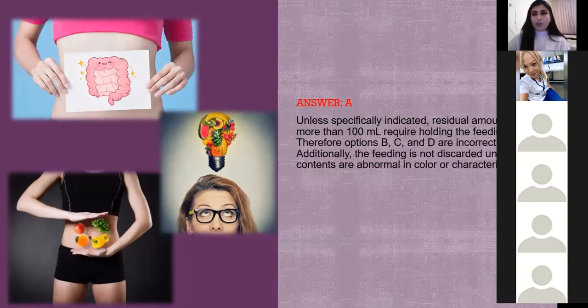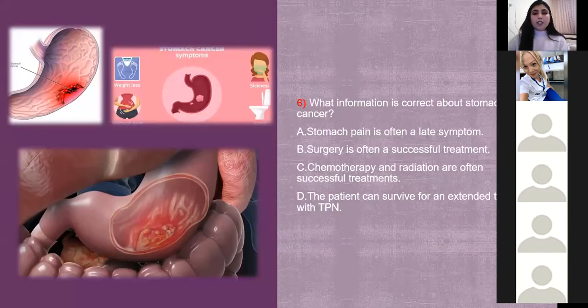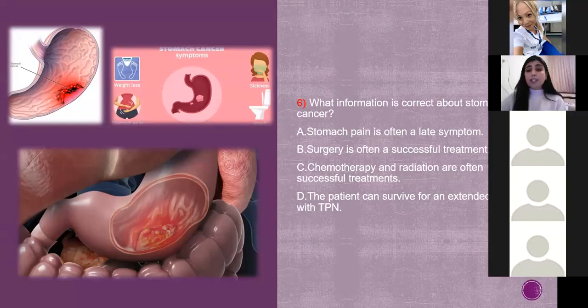The sixth question. What information is correct about stomach cancer? A. Stomach pain is often a late symptom. B. Surgery is often a successful treatment. C. Chemotherapy and radiation are often successful treatments. D. The patient can survive for an extended time with TPN.